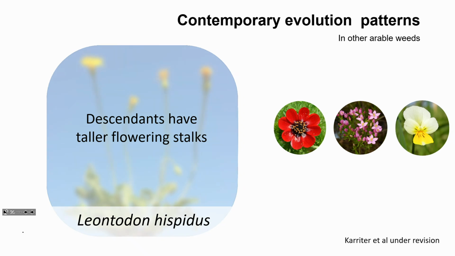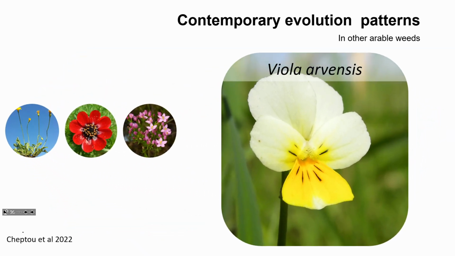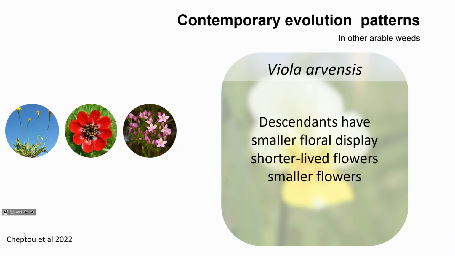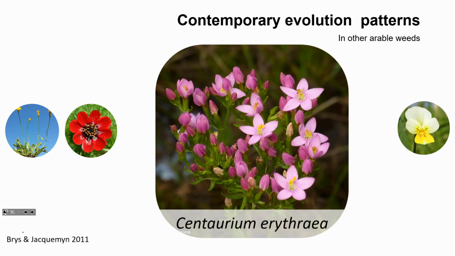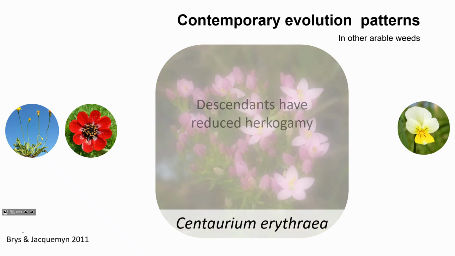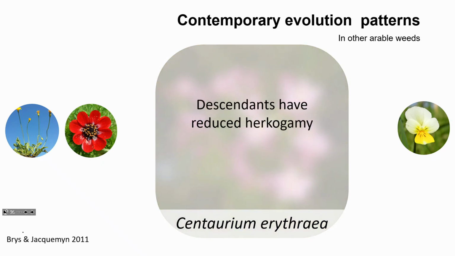But we saw at the beginning of the presentation that in Viola arvensis, the descendants have actually evolved to have smaller floral display. And another study, preceding the one from the beginning of the presentation, showed that the descendants also have shorter flower stalks and smaller flowers, so they invest less and less into maintaining the interactions with the pollinators. And finally, there was an experimental evolution study in Centaurium erythraea in a semi-controlled environment, showing that in response to decline of pollinators, the descendants actually reduced hercogamy, reduced the distance between anther and stigma, after only 5 generations of evolving with a lack of pollinators.